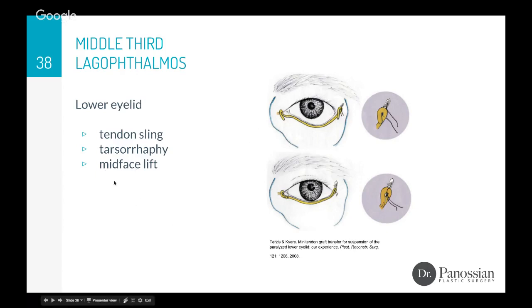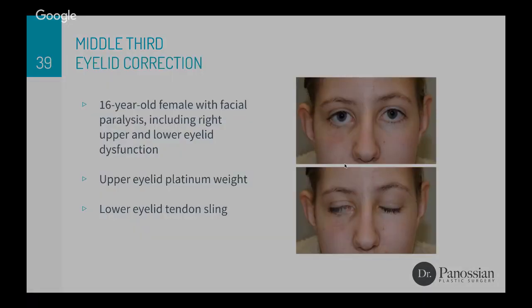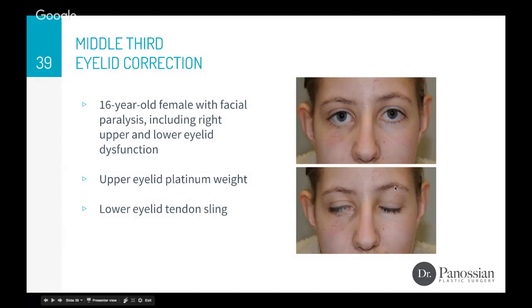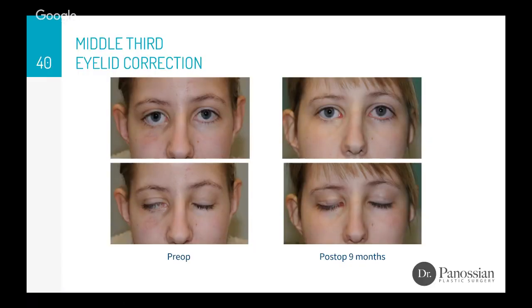weakness. And sometimes a mid-face lift can elevate the cheek tissues and help bolster the lower eyelid, and improve the eyelid functioning. And here's an example of this type of dual correction. This 16-year-old was unable to close her eye due to facial paralysis from resection of a brainstem tumor. And we performed this exact procedure with insertion of a platinum weight in the upper eyelid, with simultaneous temporalis tendon sling.